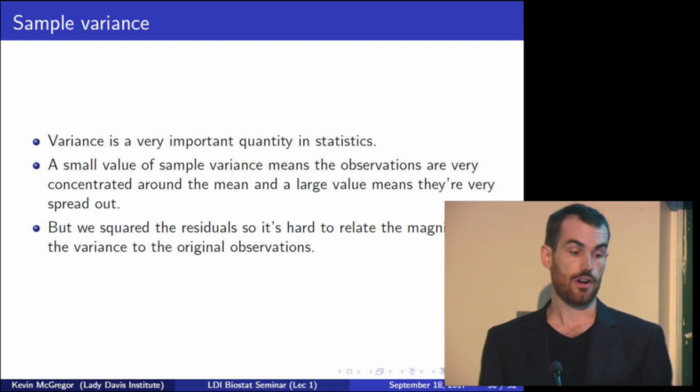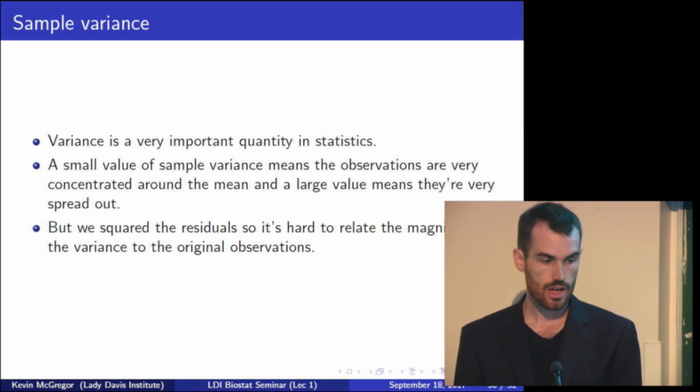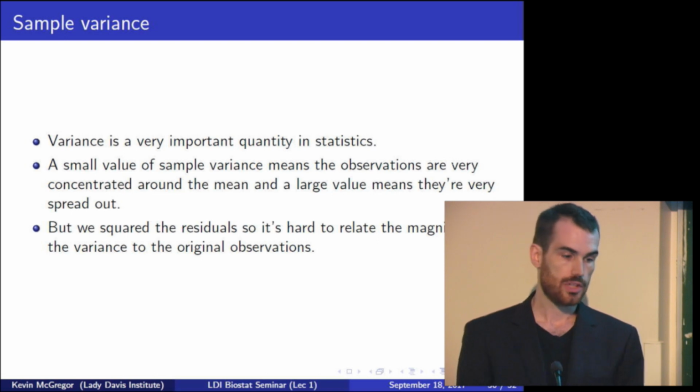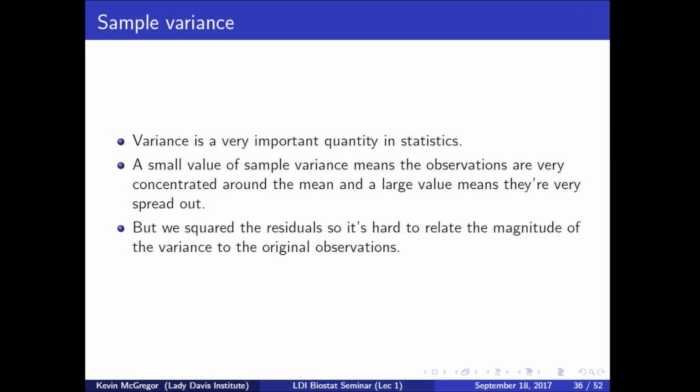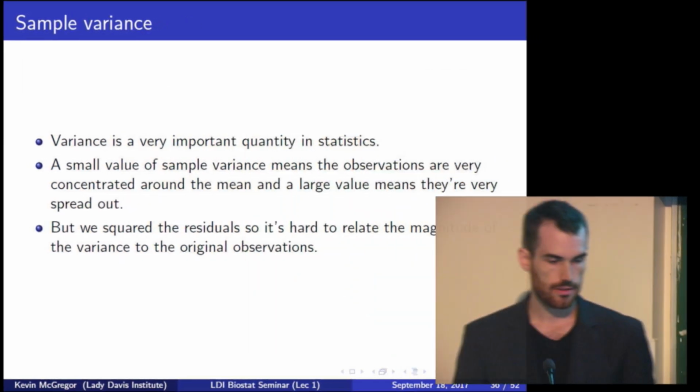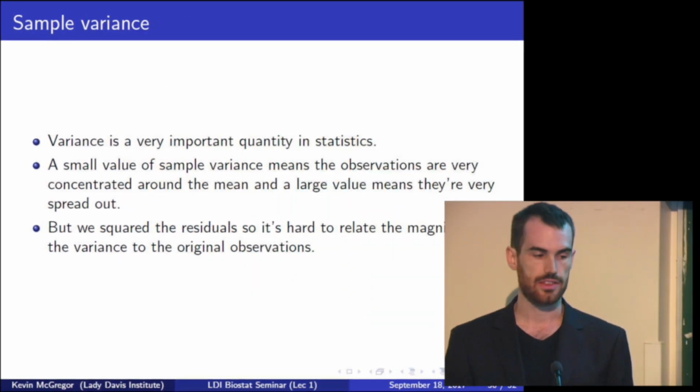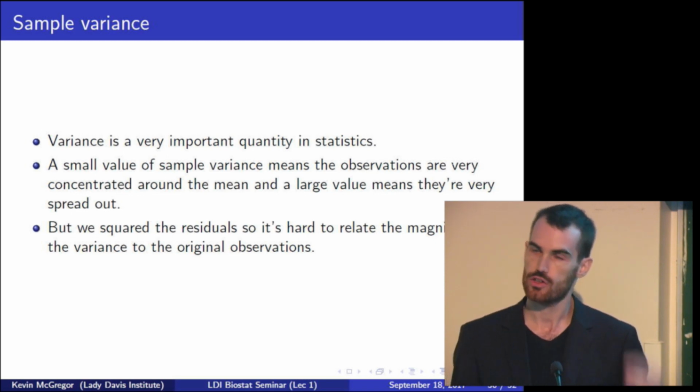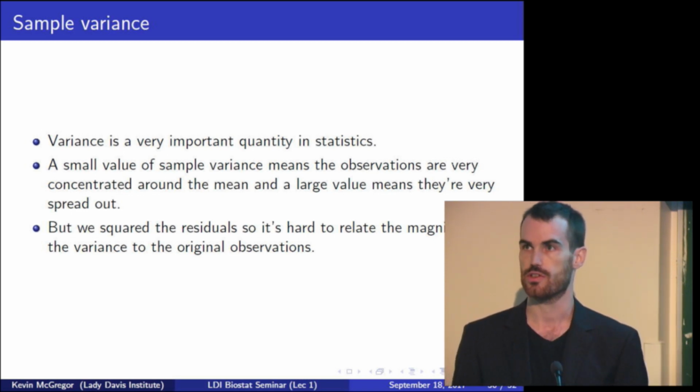So this is, as I said, a very important quantity in statistics. The interpretation: a small value means that all your points are very concentrated around the mean, and a large value means your points are very far away from the mean. But the one problem we have with the residuals that I mentioned was that we don't know how to relate the magnitude of the variance to the original observations. We took the square of each of those residuals, so now we're on a different scale from the original units that our data was measured on.